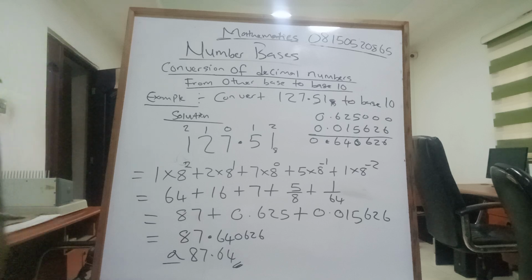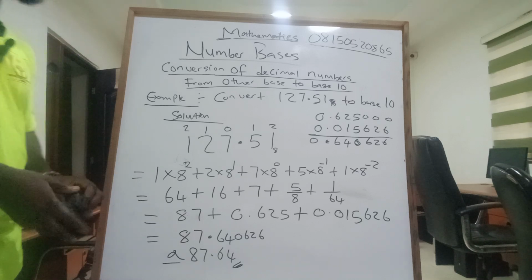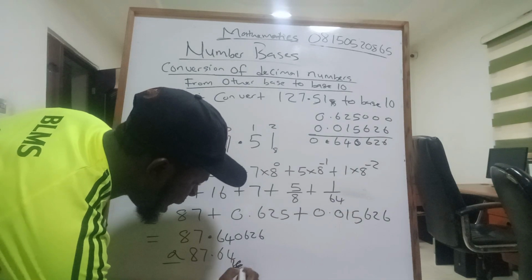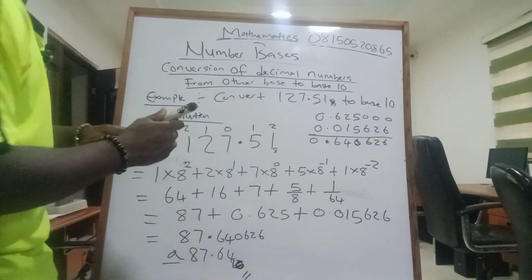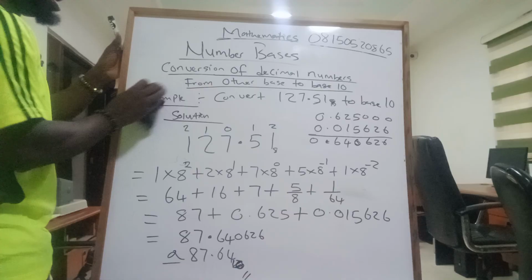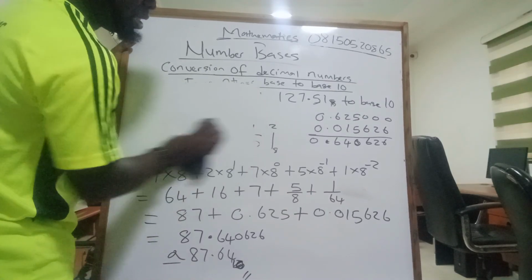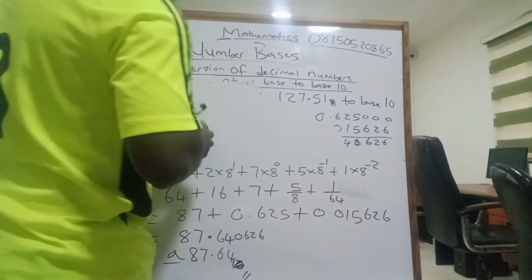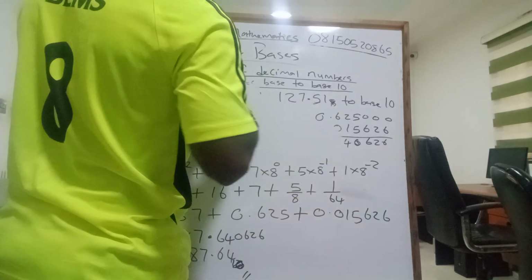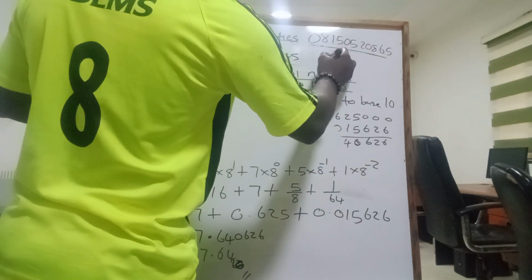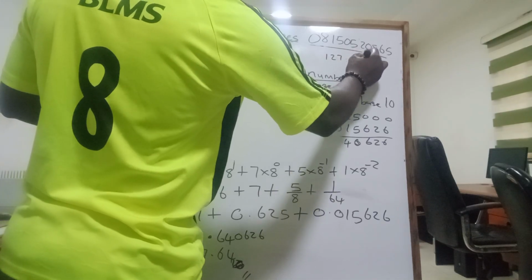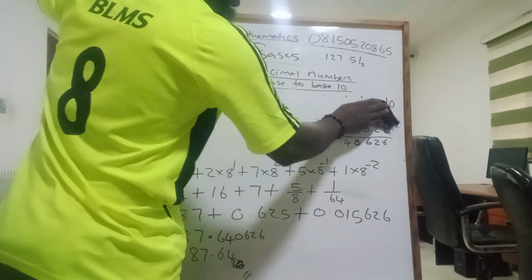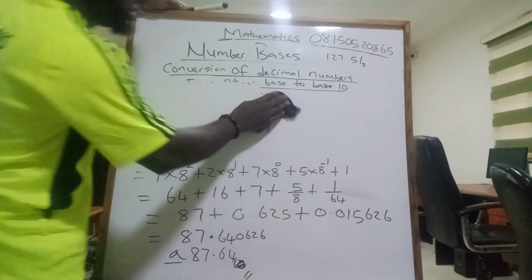Then let's see conversion of a decimal number from base 10. So this is now in base 10. So from base 10, let's have that one. I will write this number down. Then we'll see whether we are going to have 127.51 base 8. But don't forget, their number is 127.51, that's base 8. So let's see what is going to give us.